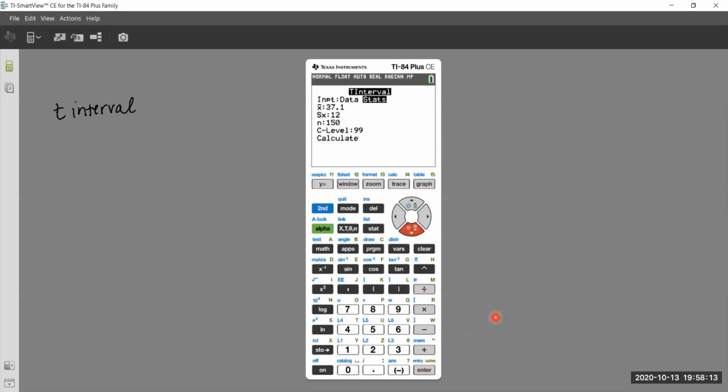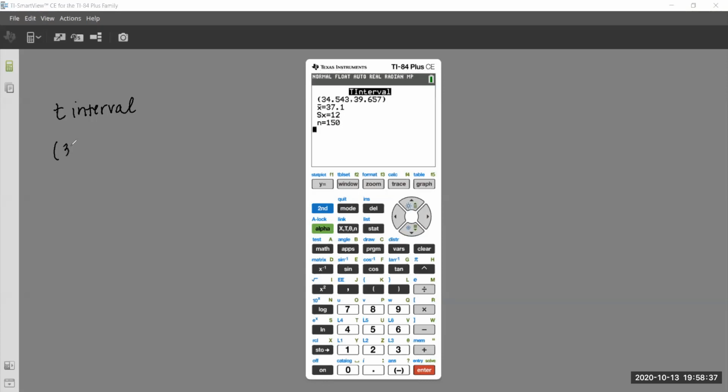I just want to warn you, if you have a TI-83, sometimes this one takes a few minutes to process. What you'll see, they call it the worm. You'll see this little line kind of processing over here. So just give it a chance. Sometimes the T intervals take a little longer. Here's our interval. So that's our answer.